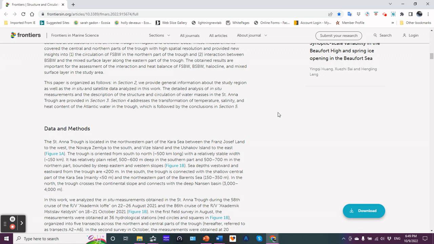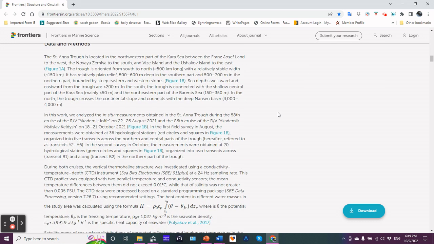Okay, data and methods. The St. Anna Trough is located in the northwestern part of the Kara Sea between Franz Josef Land to the west, Novaya Zemlya to the south, and Vize Island and Ushakov Island to the east. We show that in the first figure.